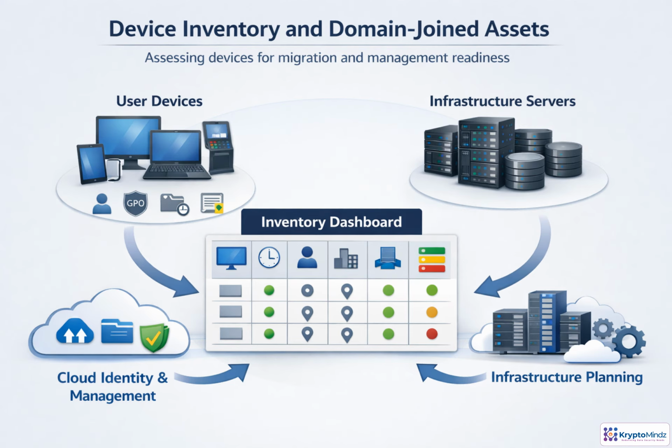Device inventory turns AD dependency into practical migration decisions. Discover every domain-joined workstation, laptop, shared PC, kiosk, specialized device, and server. Then enrich each record with operating system, last check-in, owner, department, location, and lifecycle status. The key step is dependency mapping: group policy, domain logon, map drives, certificates, and local admin practices. User endpoints and infrastructure servers should be assessed separately because they migrate and get managed differently. The result is a clear readiness view: green for ready, amber for review, and red for blockers.